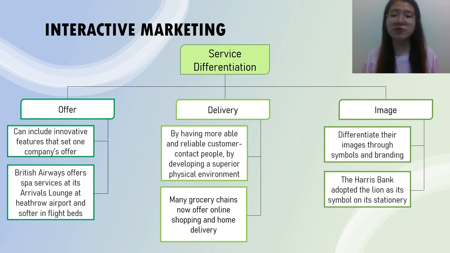Next, service companies can differentiate their service delivery by having more able and reliable customer contact people, by developing a superior physical environment in which the service product is delivered, or by designing a superior delivery process. For example, many grocery chains now offer online shopping and home delivery as a better way to shop. Finally, service companies also can work on differentiating their images through symbols and branding. As an example, the Harris Bank adopted the lion as its symbol on its stationery.